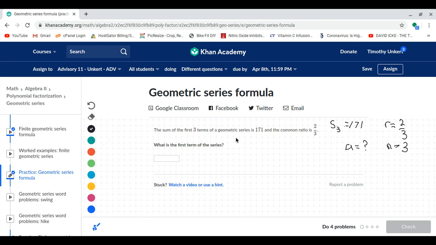So if I set up my formula, I say the sum of three terms equals the first term, A, times 1 minus the common ratio, 2/3, raised to the, there's three terms, so we're going to raise it to the third power, over 1 minus 2/3.